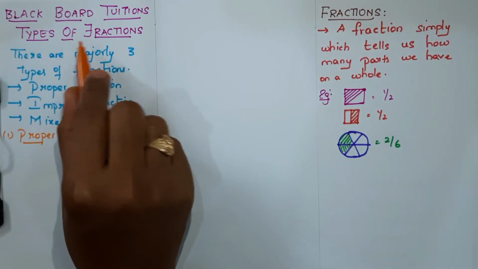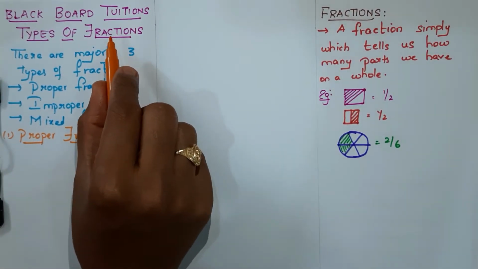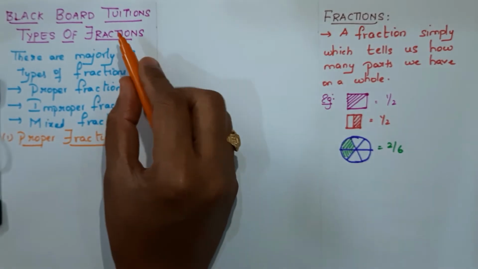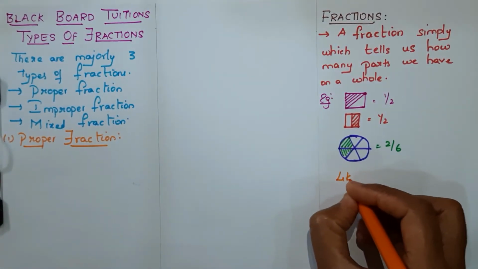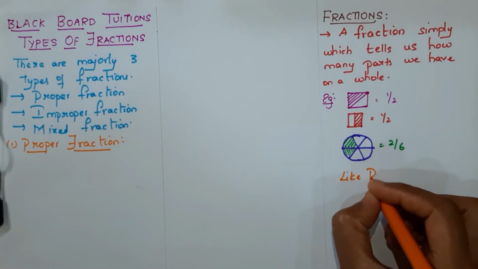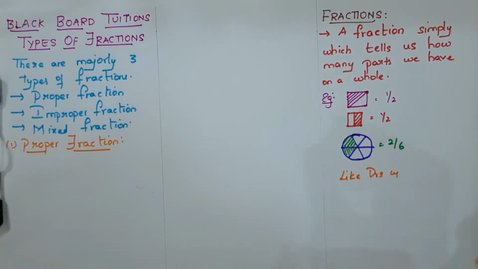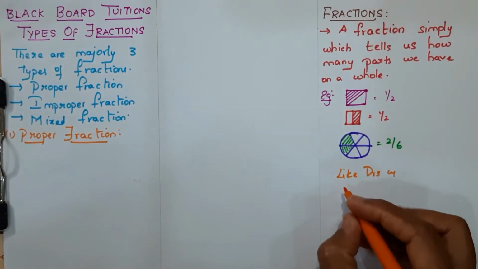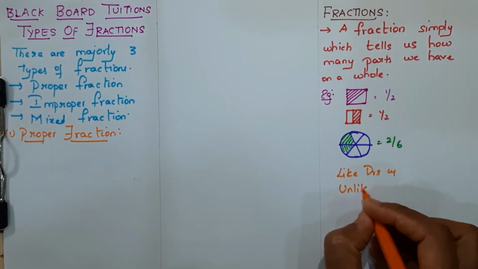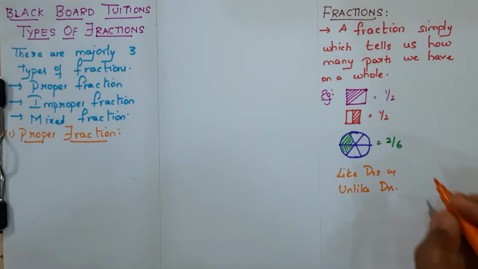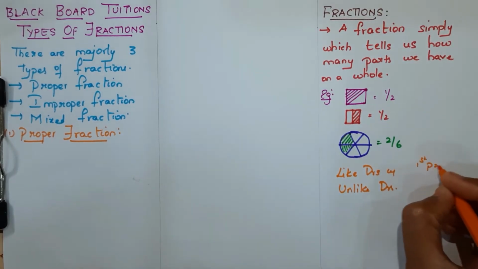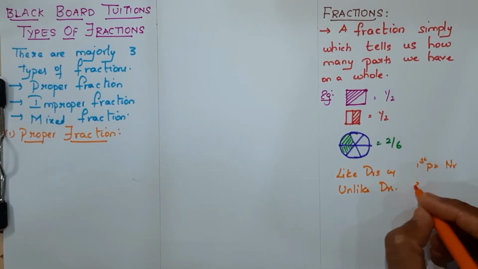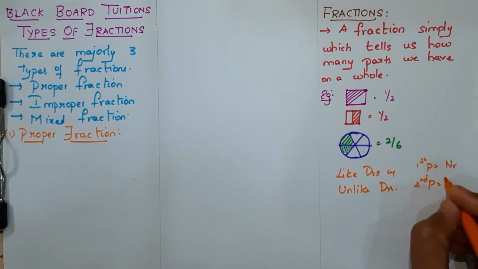Today we are going to learn about the types of fractions. In the previous session we learned about fractions, which we considered with like denominators and unlike denominators, right? The first part of a fraction is called the numerator and the second part is called the denominator.